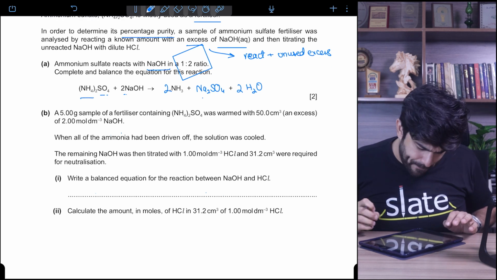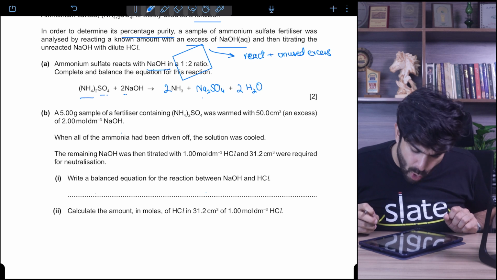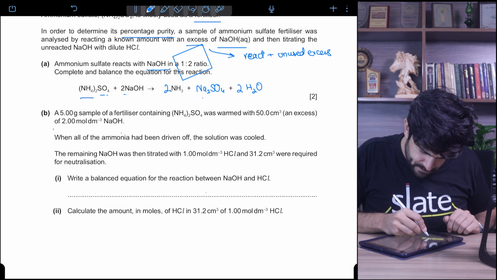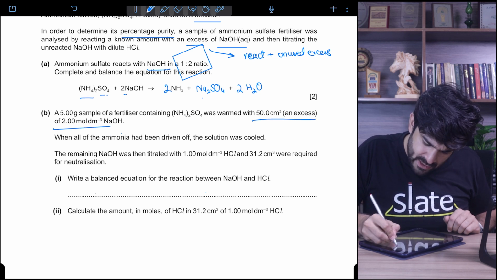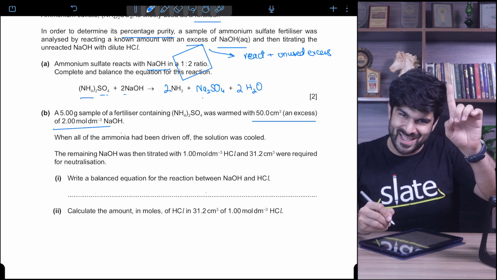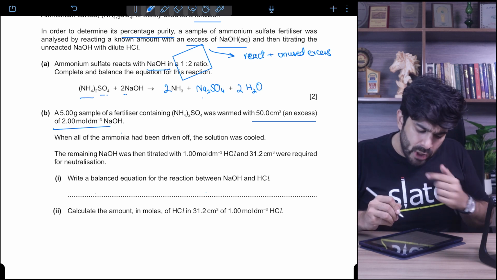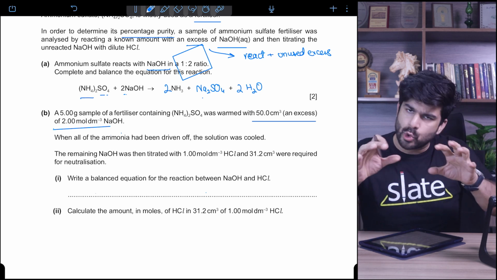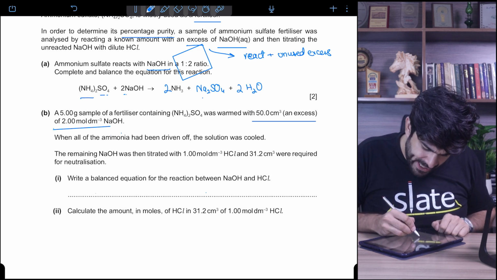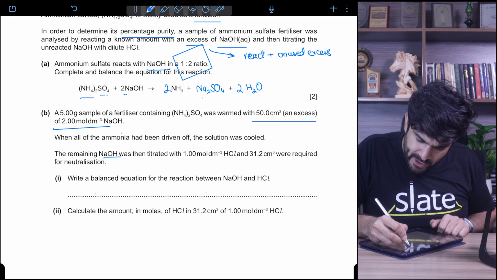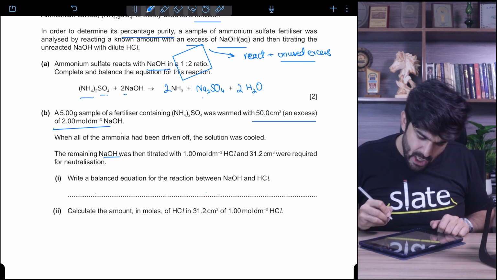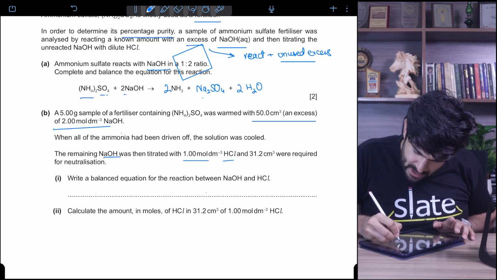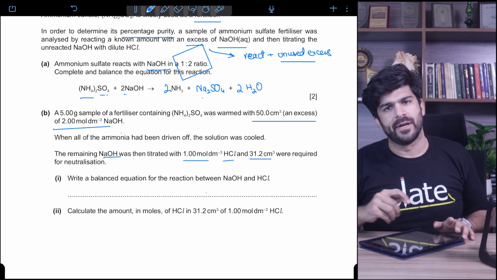A 5 gram sample of fertilizer containing ammonium sulfate was warmed with 50 centimeter cube and excess of NaOH. Now NaOH का मैं सब कुछ बता दिया. Volume is there, concentration is there. When all the ammonia had been driven off, सारी ammonia निकल गई, the solution was cooled. The remaining NaOH, the unreacted excess, was then titrated with 1 mole per dm cube HCl and HCl का volume भी given.